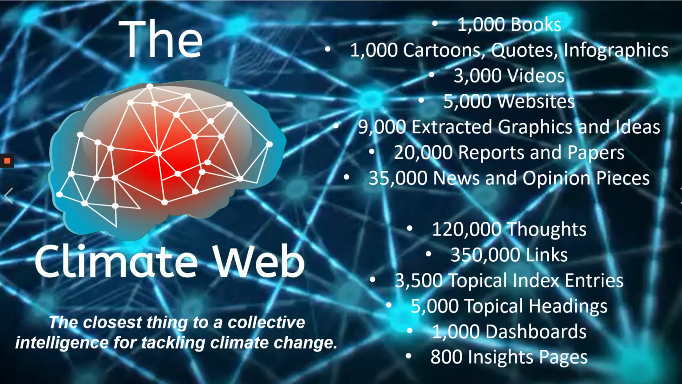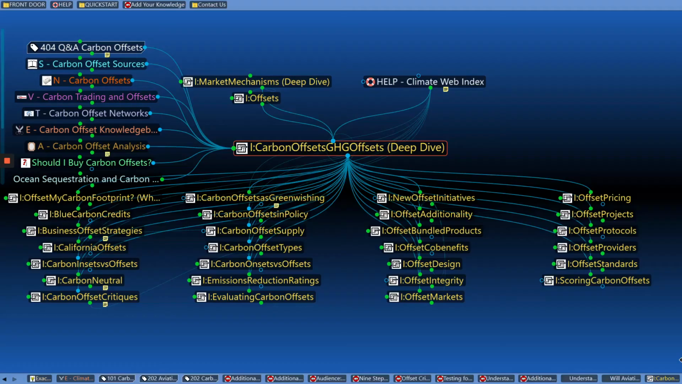The climate web is the closest thing to a collective climate change intelligence. And what I'm going to show you is some of the ways that you can use the climate web to explore carbon offset topics. For starters, you can go to the deep dive, the index entry carbon offsets, GHG offsets. You can see all of the different topics, subtopics that are organized there as index entries, and you can see some of the information collections off to the left.